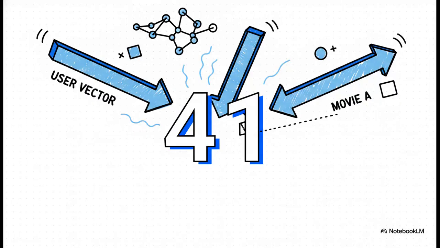Let's run the numbers for movie A. The system multiplies your vector's values by movie A's values, adds them up, and boom, it drops this massive number, 41. That's your exact dot product score. Geometrically, a high score like 41 means your user vector and the movie's feature vector are pointing in practically the exact same direction. It's a huge mathematical alignment.